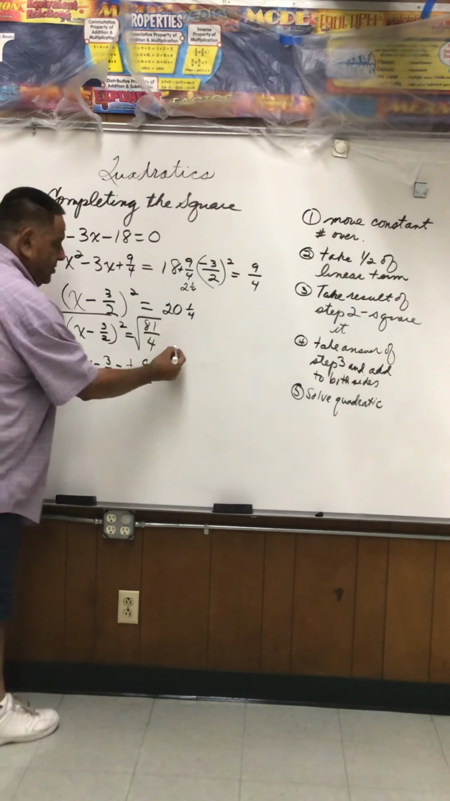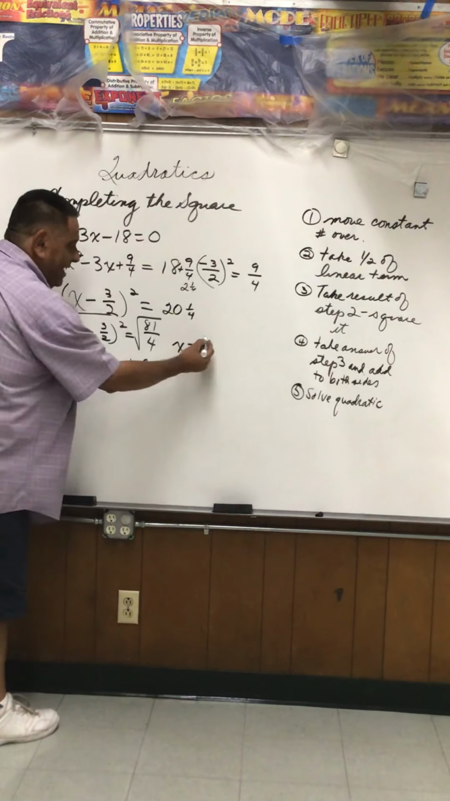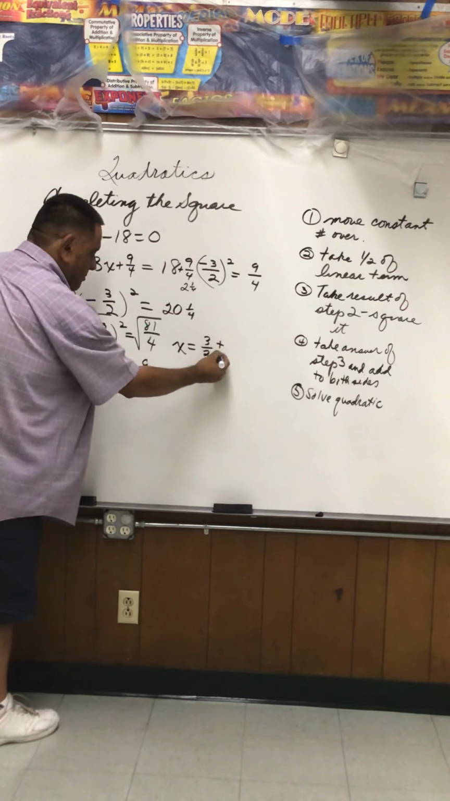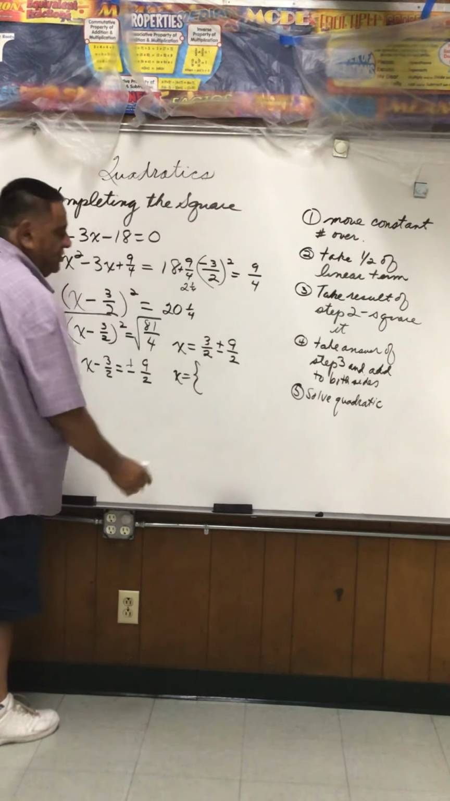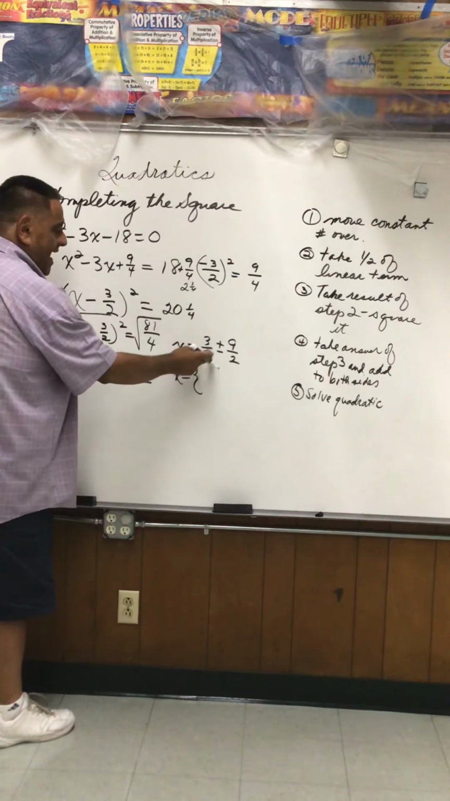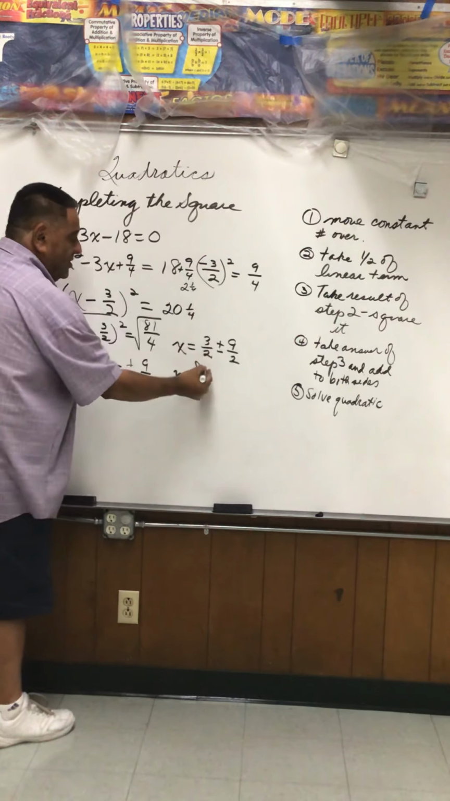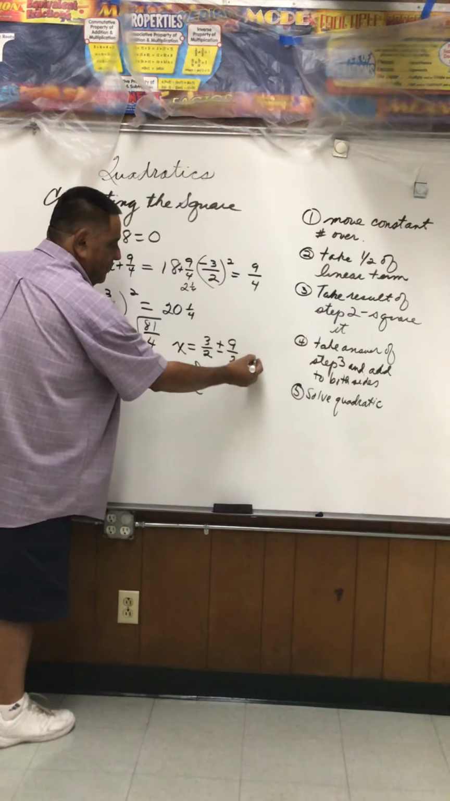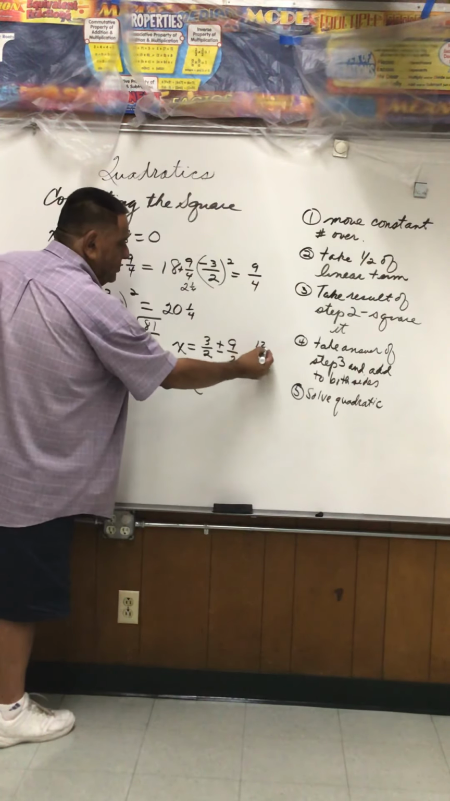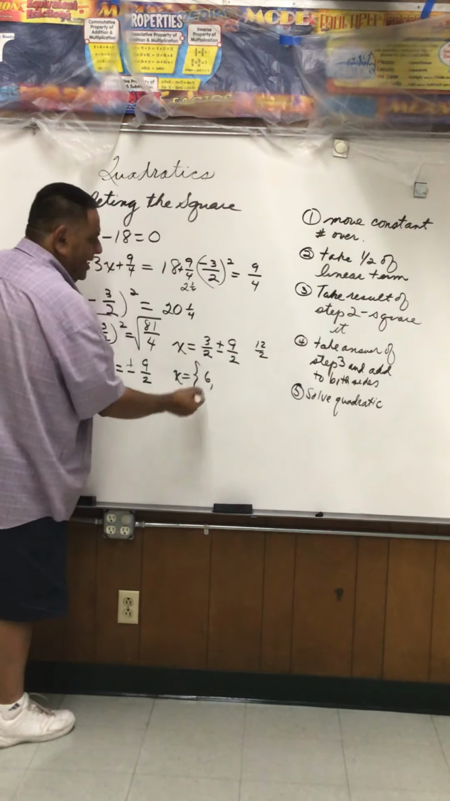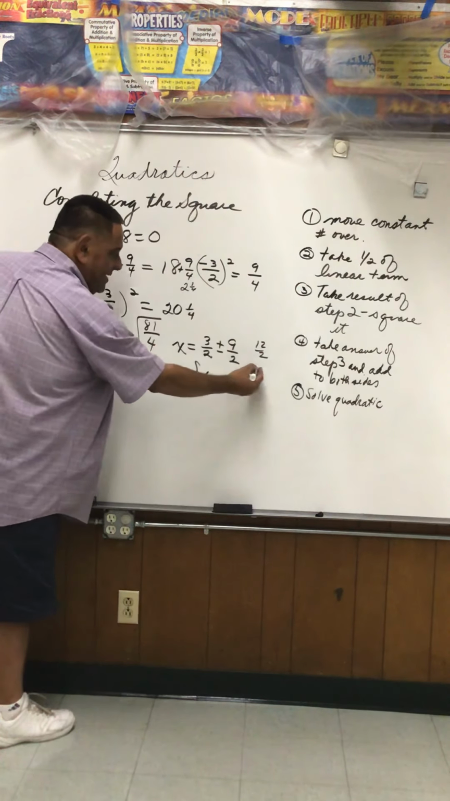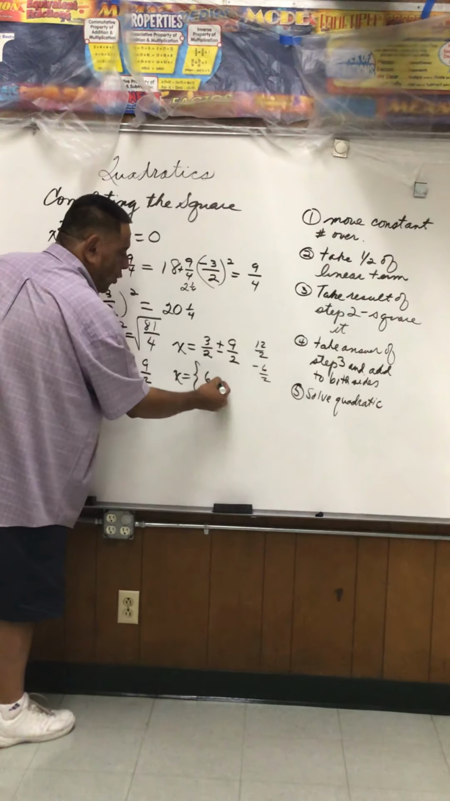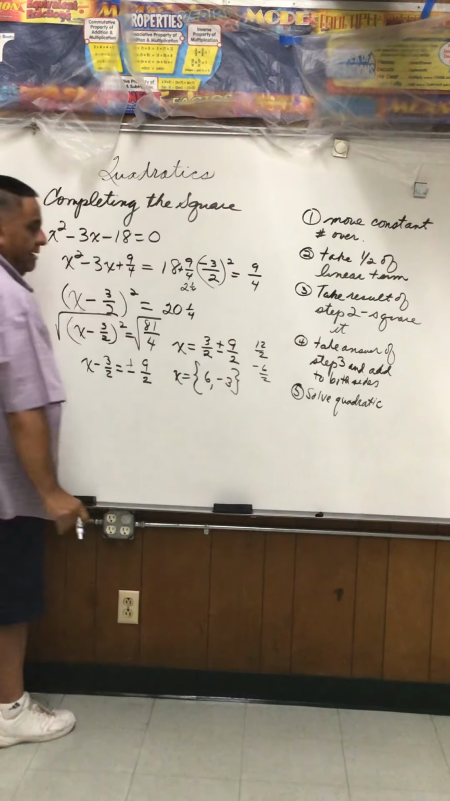I'm going to move over here. So x is equal to, I'm going to add, so it's going to be 3/2 plus or minus 9/2. So x is going to have the solution set of, what's 3/2 plus 9/2? It's going to be 12/2. So the first one will be 12/2, or 6. 3/2 minus 9/2. That's going to be -6/2, or -3.